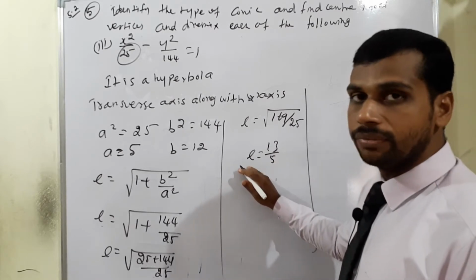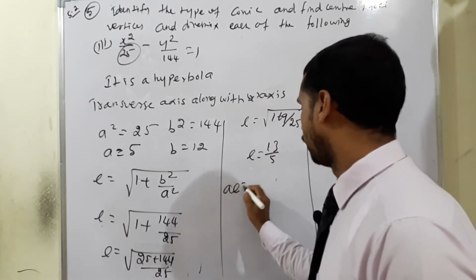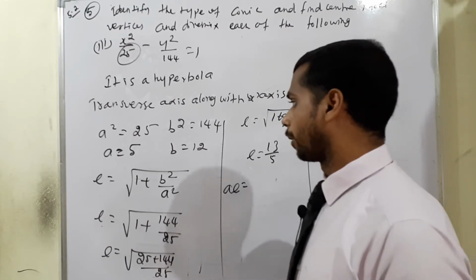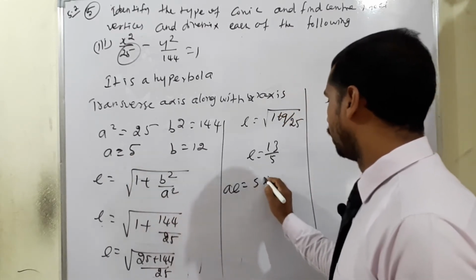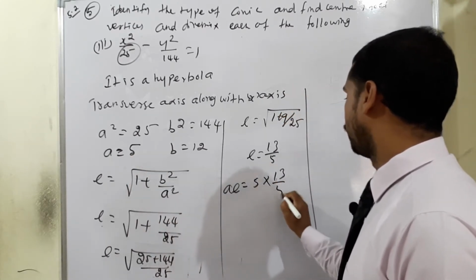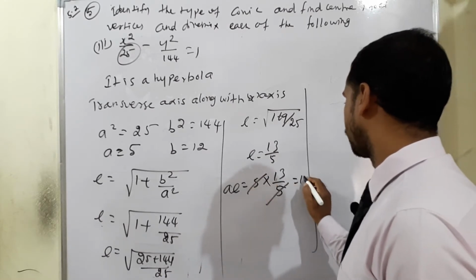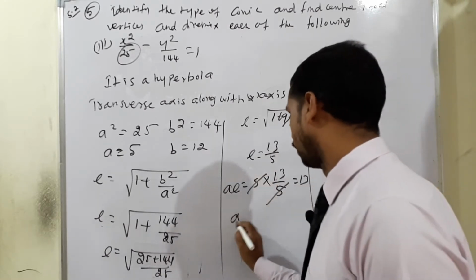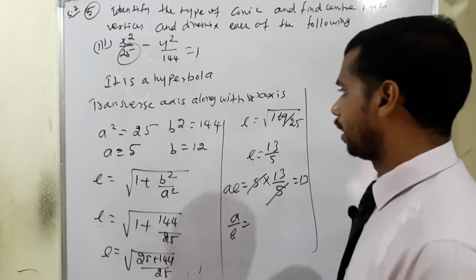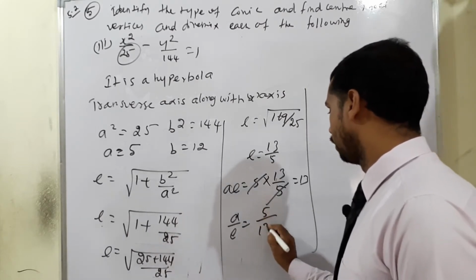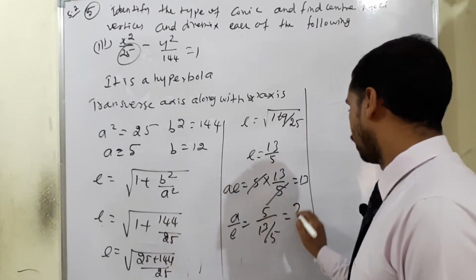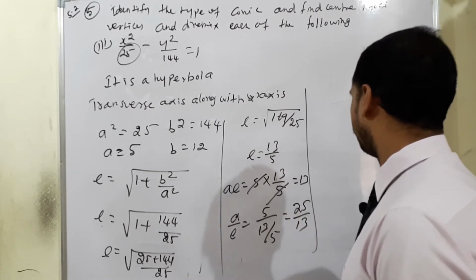After getting the e value, we have to find the value of ae, that is the foci. a value we already know is 5, e value is 13 by 5. The 5 cancels, therefore ae is equal to 13. Then a by e means 5 divided by 13 by 5. Therefore a by e is equal to 25 by 13.